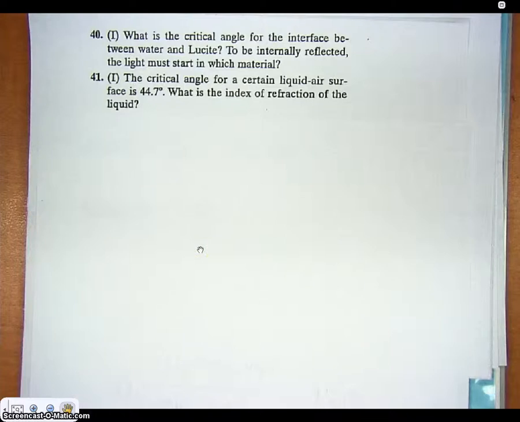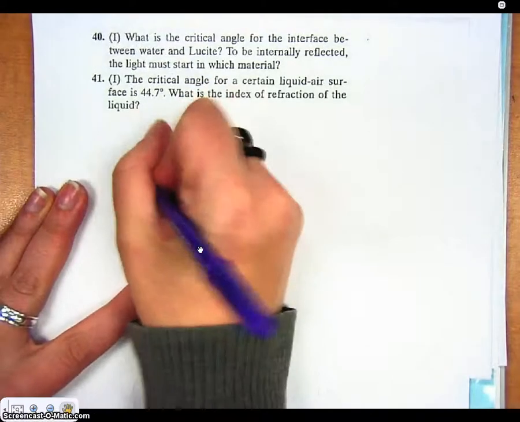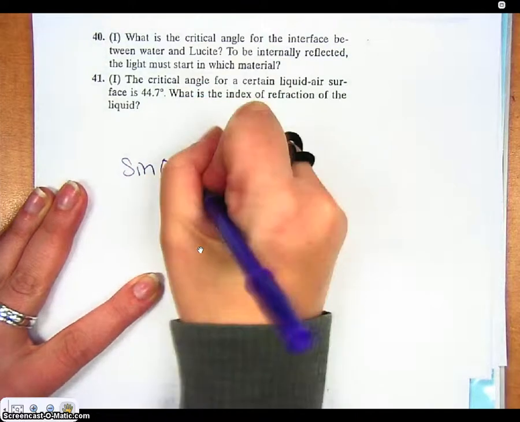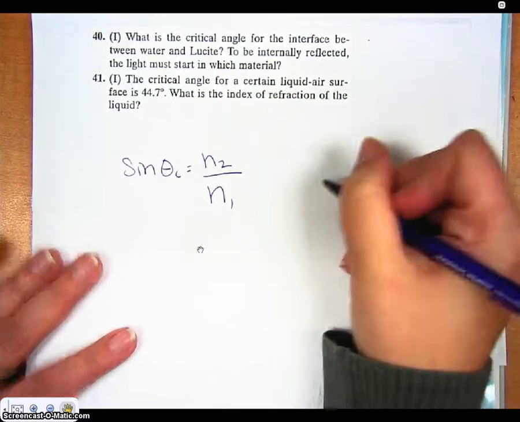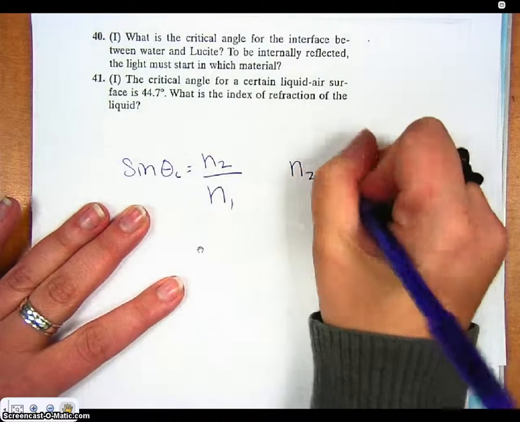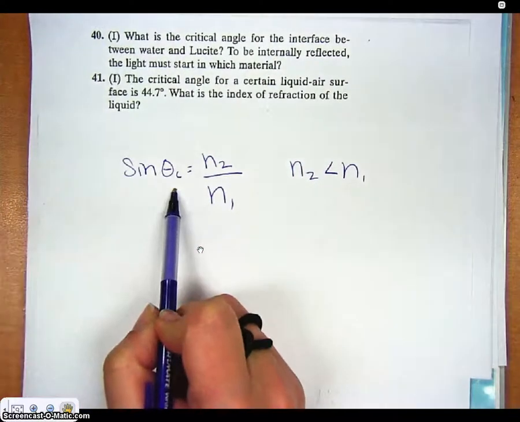Alright, in this video we're going to look at a couple of problems with critical angle. So remember that the critical angle, or the sine of the critical angle, is equal to n2 over n1. And it's important to note here that n2 always has to be less than n1, because the sine of an angle can never be greater than 1.